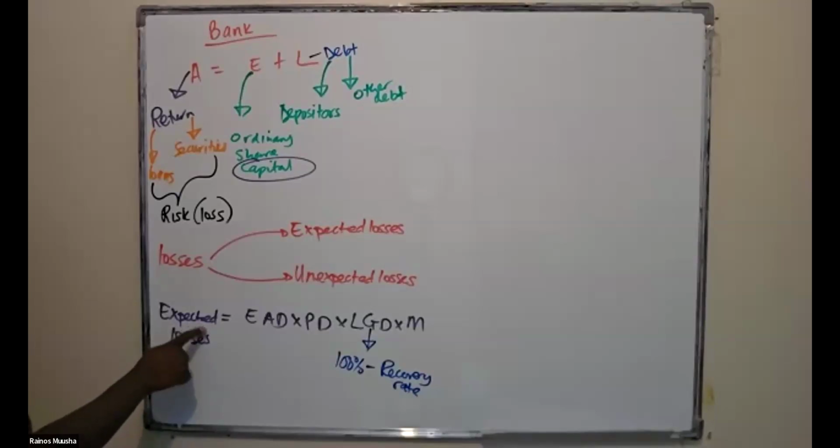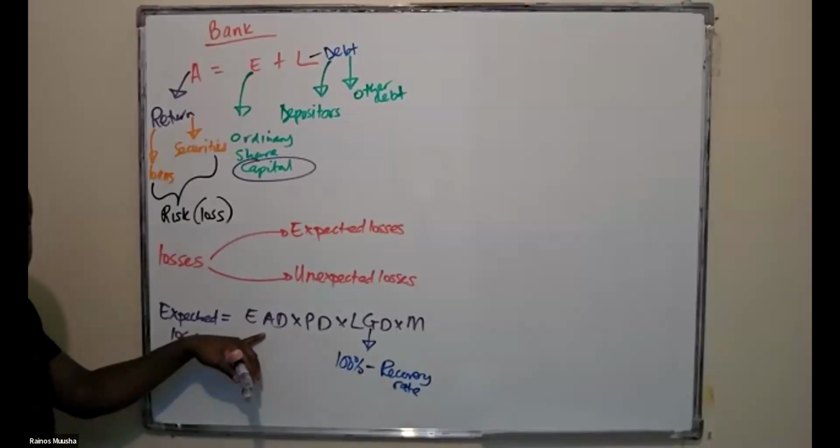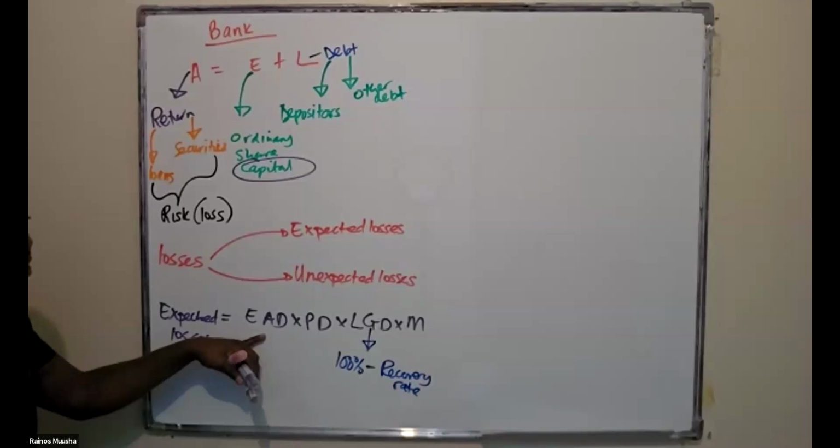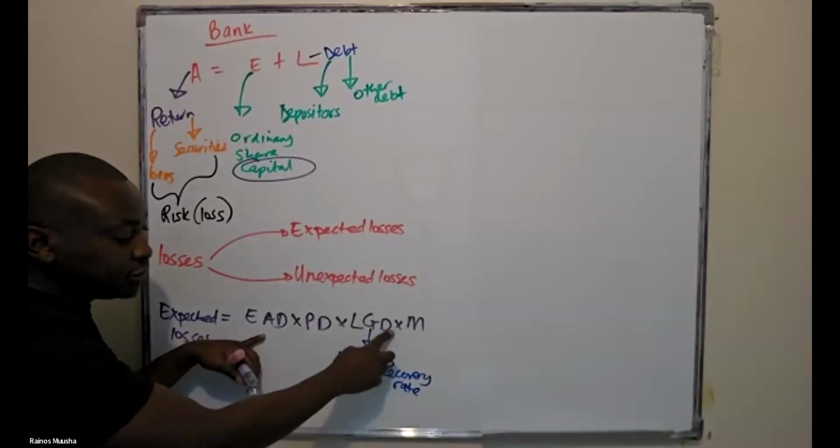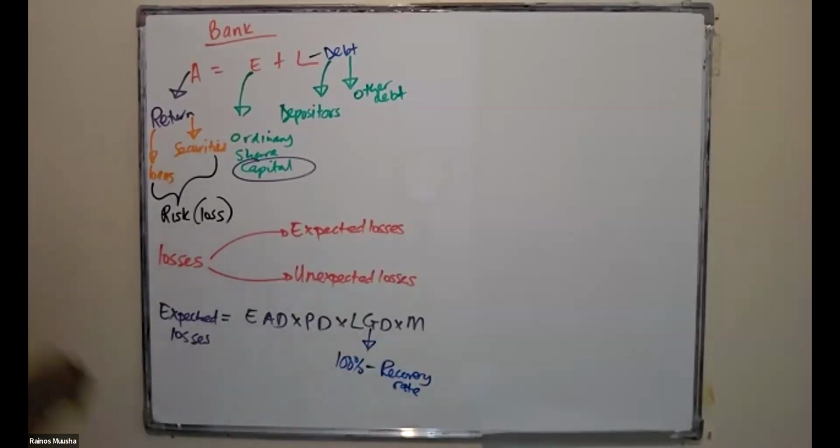It's the expected losses. So your expected losses is equal to exposure at default, which we're going to cover in the next section, probability of default, which we're going to discuss in the next section, and the loss given default, which we're also going to be discussing in the next section. I'm just showing you why we are discussing these different definitions as well. It's coming from here.